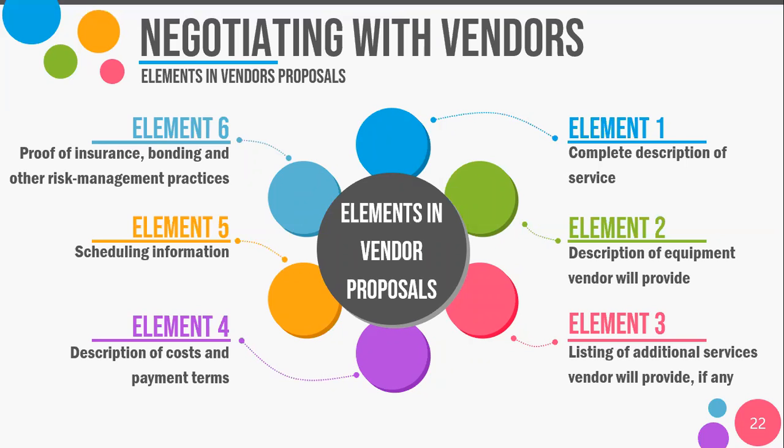Number 3 is listing the additional services that the vendor can provide. Maybe Swan Florist also has a decorating service. So it's better to get the Swan service because they give 2 in 1. Maybe Swan also knows how to decorate, and also knows how to do the floral arrangement. So it's better. Number 4 is to describe the cost and the payment terms.